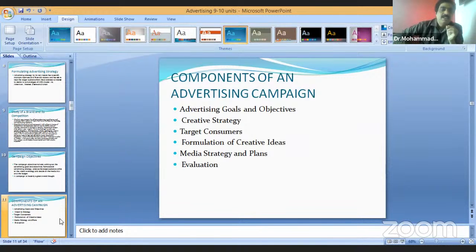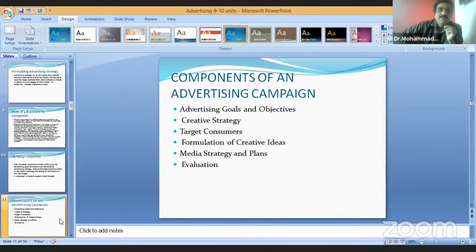Next, target consumers. Who are the target consumers? It will take into account age, income, and gender, as well as geographic locations. Where are our potential target consumers living? Which region has more potential consumers, where do we have to reach, and how do we have to reach them? These are the components we need to study. We need to have the idea.